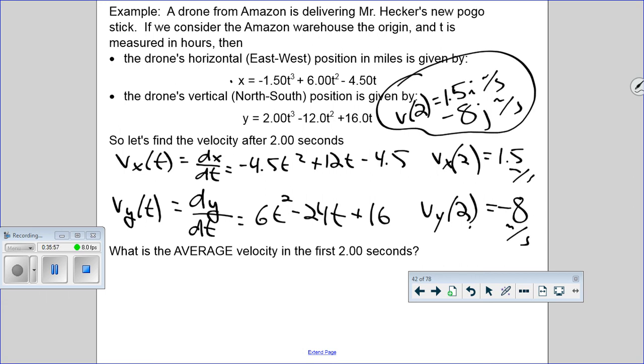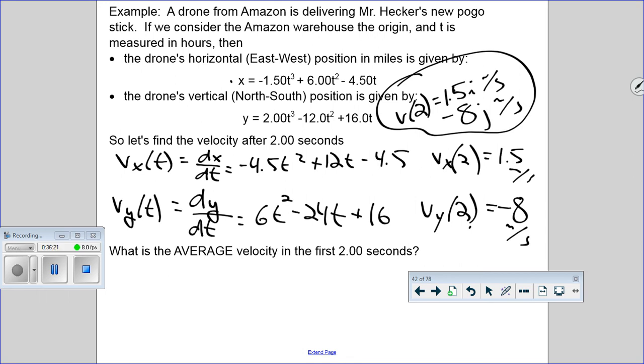Okay, so let's go back to our map of the drone's motion and look at where the drone is after 2, I keep saying seconds. These are not meters per second, they're miles per hour, aren't they? Miles per hour, sorry. All right, so all of this should have been miles per hour. So let's see, after 2 seconds, 2 hours, dang it.